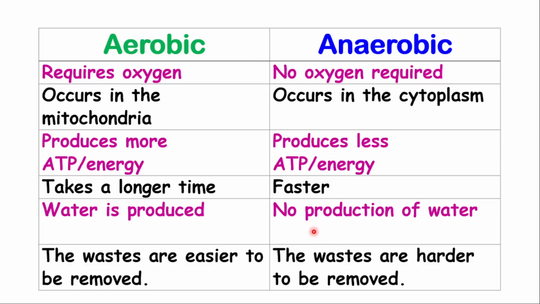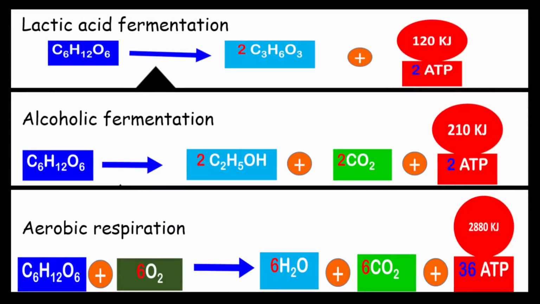The waste products are harder to remove as well, such as lactic acid and alcohol. All right. Now, these are the three examples of the balanced chemical equations for the three different types of respiration you need to know. One is lactic acid fermentation and the other is alcoholic fermentation. Those are the two anaerobic respirations.